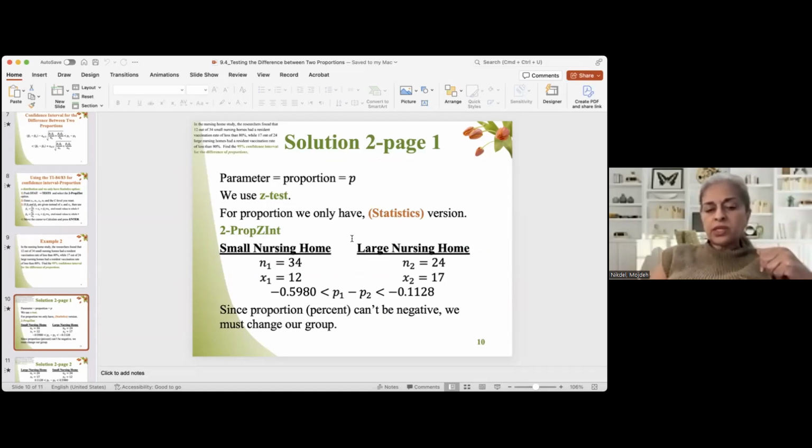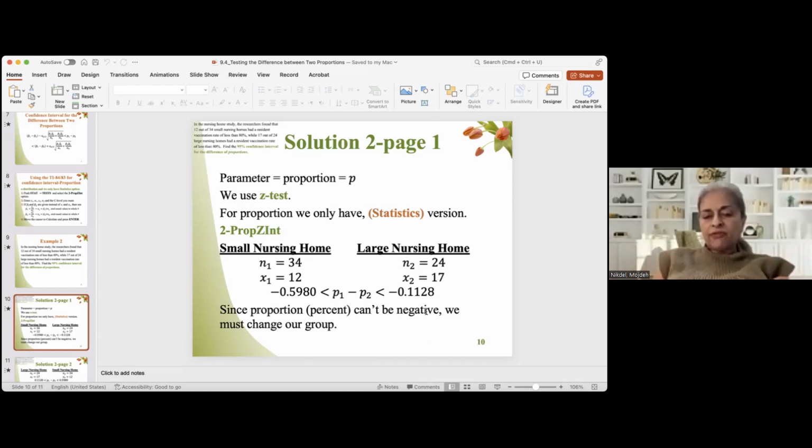Here it is. Small nursing home, group 1: n1 is 34, x1 is 12; n2 is 24, x2 is 17. Then I went to stat, test, and picked 2-PropZInt. I enter my n1, x1, n2, x2. It gave me this confidence interval, okay? I don't like this confidence interval because I'm talking about proportion, percent. Percent is not negative. Proportion is not negative. So how do I correct my answers?